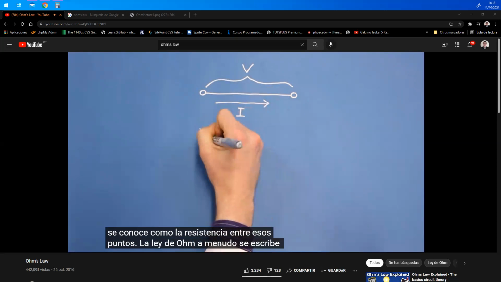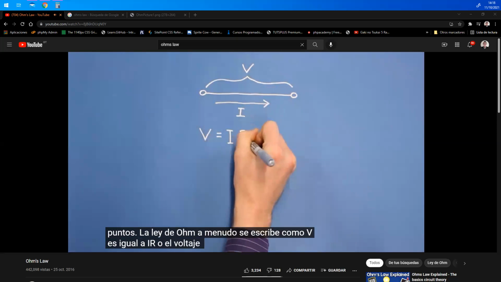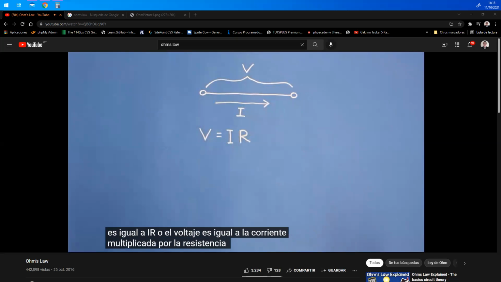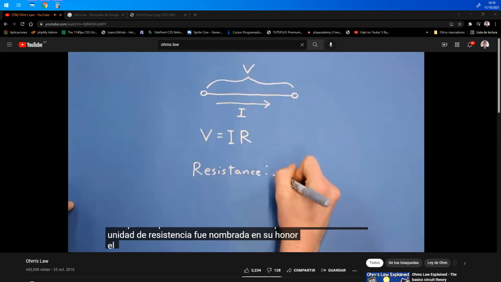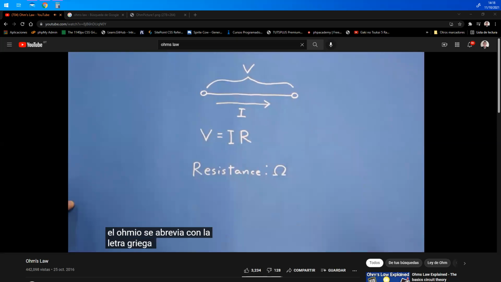Ohm's law is often written as V equals IR, or voltage is equal to current times resistance. Lucky for Mr. Ohm, the unit for resistance was named after him. The ohm is abbreviated with the Greek letter omega. With this information, we can begin to analyze circuits.